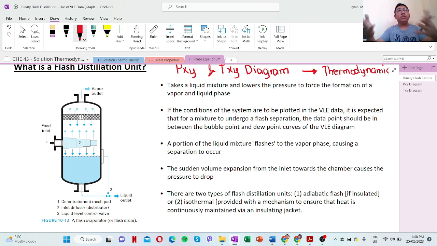And then, of course, that leads to the formation of the vapor phase. Of course, the more volatile will prefer the vapor phase once the pressure is lowered. So there are actually two types of flash distillation units. We have the adiabatic flash, if the flash drum is insulated, and we also have the isothermal flash if there is a mechanism placed in the drum that will ensure that the temperature is maintained through a continuous transfer of heat.